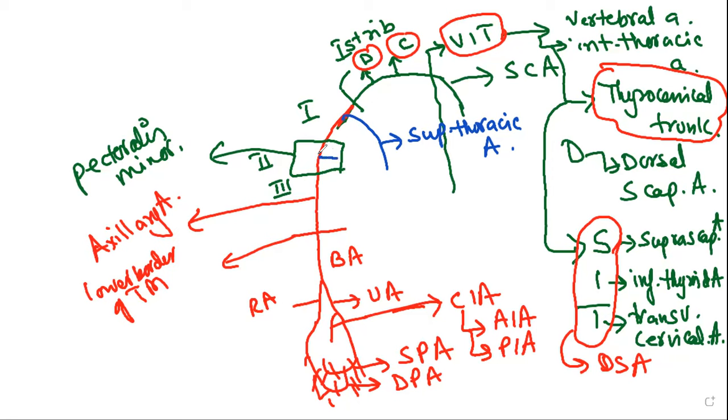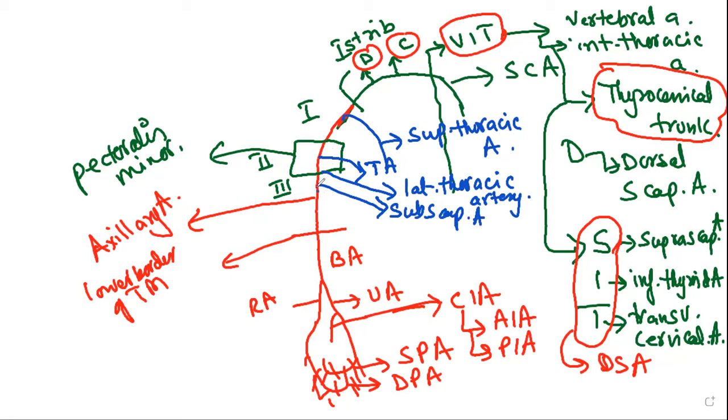Second part, from here two arteries are coming out. One is your thoracoacromial artery. And second is your lateral thoracic artery. Lateral thoracic artery is also giving blood supply to the mammary gland. And from third part, here one artery is coming out. That is your subscapular artery. And two arteries are coming out here, which are going around the head, neck of the humerus bone. That is your anterior and posterior circumflex humeral arteries.